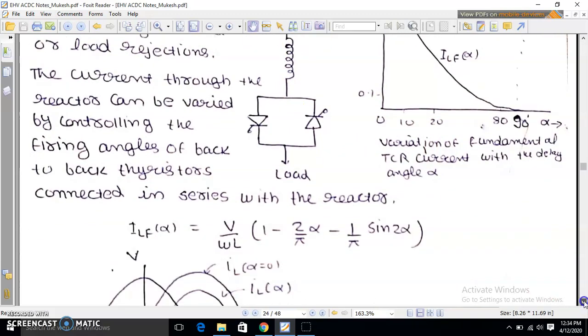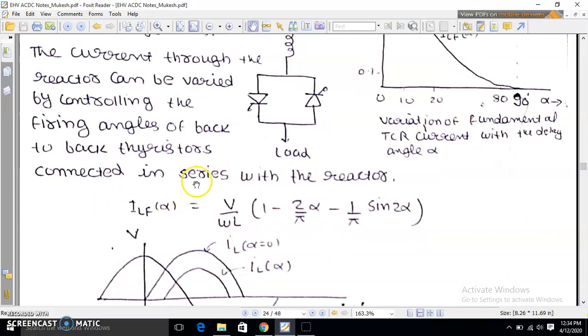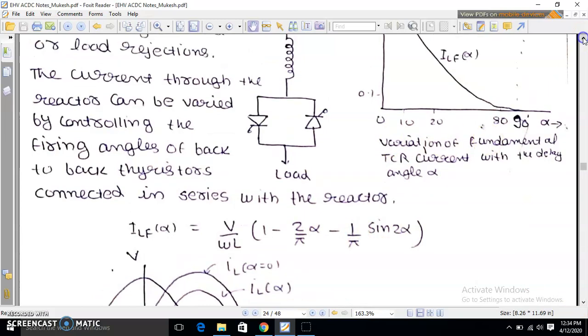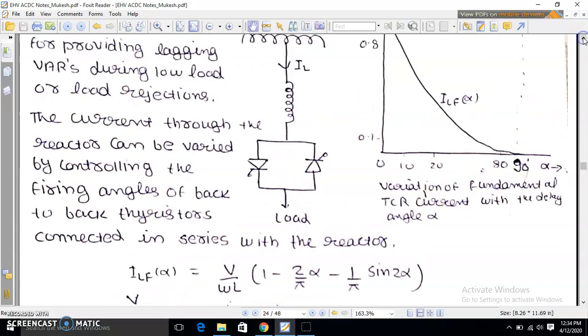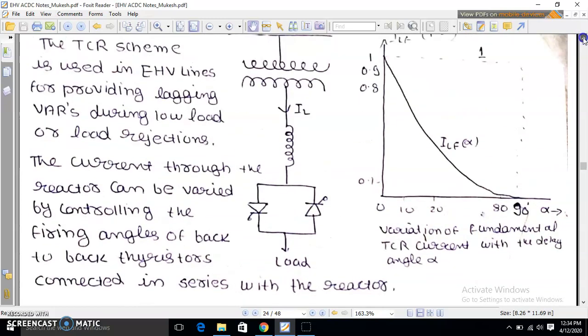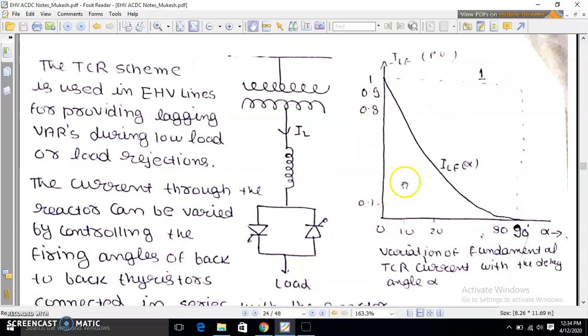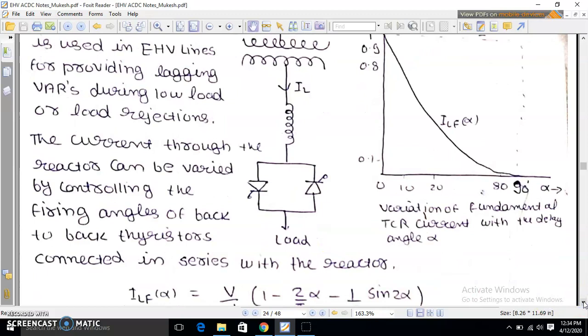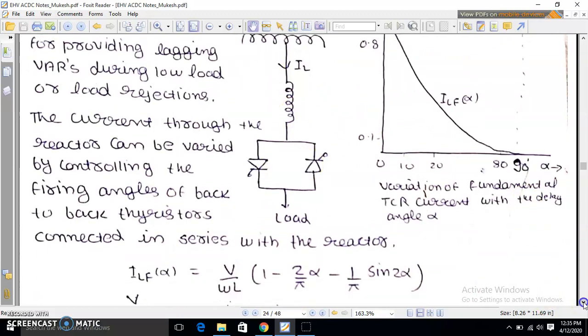It can be shown by this equation: I_L(alpha) is equal to V by omega L times (1 minus 2 upon pi alpha minus 1 upon pi sin 2 alpha). The variation of fundamental TCR current with the delay angle alpha is shown in this diagram, and the back-to-back firing angle control with the thyristors is shown in this diagram.